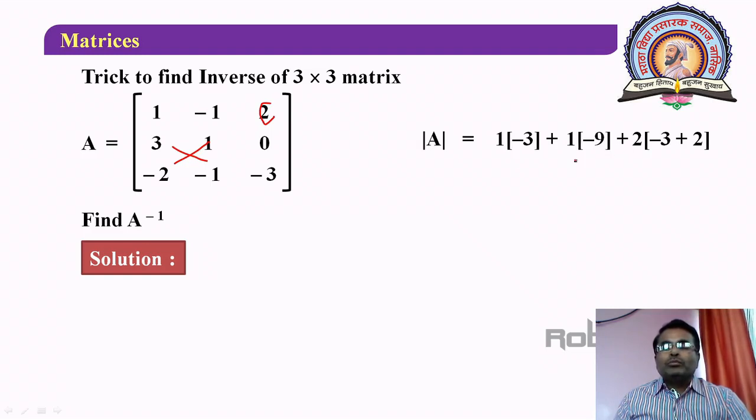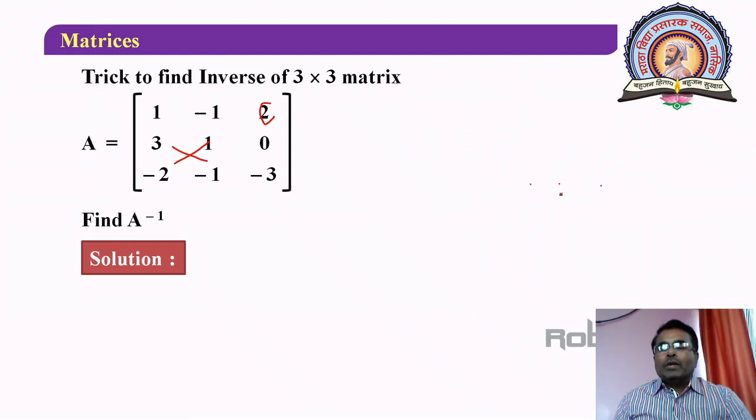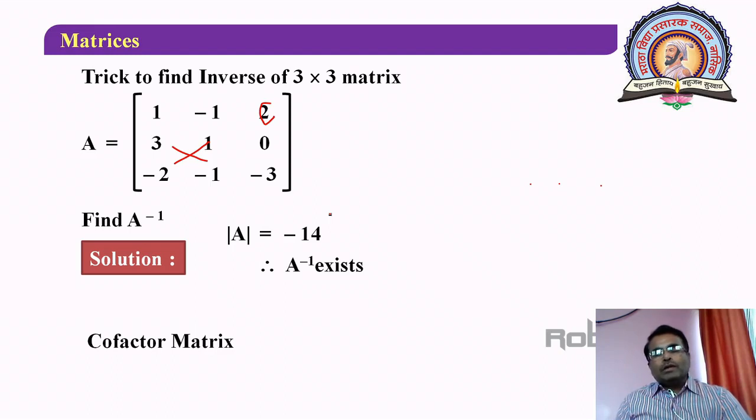So therefore you will get 2 into minus 3 plus 2. So therefore you will get minus 3, minus 9 and minus 2. Therefore actually 2 into minus 1, and therefore it is clear that minus 12 minus 2 it is minus 14, and therefore you have got the determinant of this equal to minus 14. Therefore A inverse exists. Now if you consider the cofactor matrix, we are going to use a simple trick.